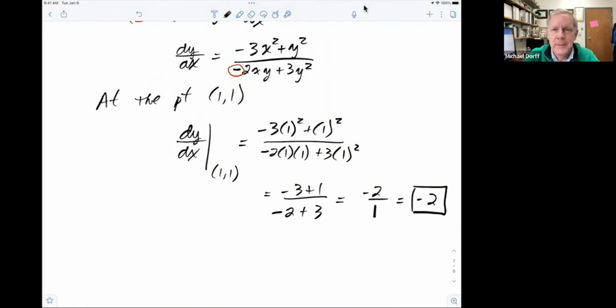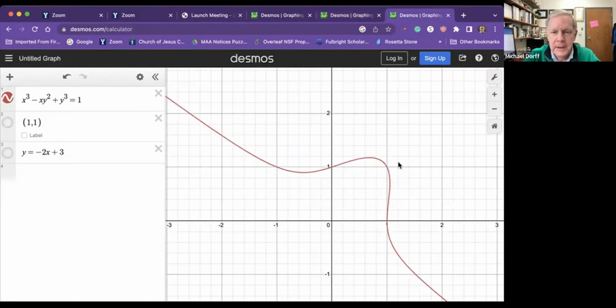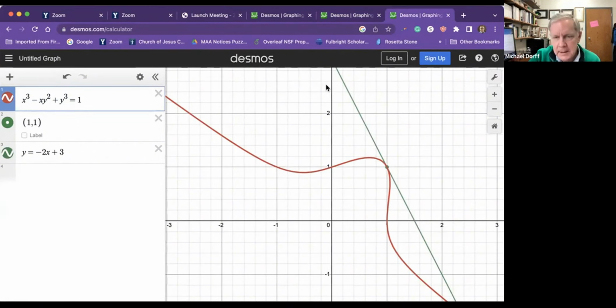Now, let's go back and look at this again to see what this looks like in Desmos. So here is this curve in Desmos. I've got x cubed minus x y squared plus y cubed equals 1. And it's this red line in Desmos. Here's the point (1, 1) right there. And now if I want to find the tangent line here, it's going to be this line, negative 2x plus 3. Now let me go back. I haven't shown that, so let me go back and do that here.